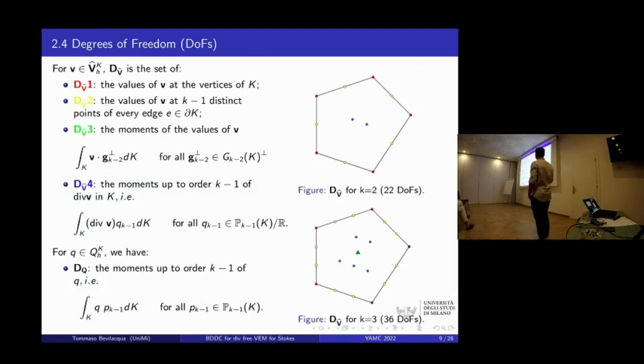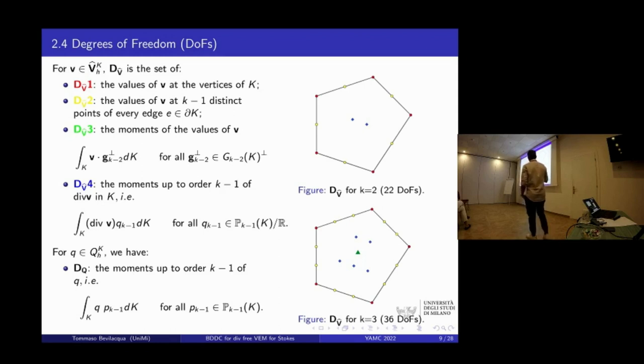To handle this type of function, you need a suitable set of degrees of freedom. For the velocity, you have 4 sets: the evaluation at the vertices of each polygon, the evaluation at k minus 1 distinct points of each edge, typically chosen as the Gauss-Lobatto quadrature points, some moments of the velocity in this space, and some moments up to degree k minus 1 of the divergence. While for the pressure, we just take the moments up to degree k minus 1 of the pressure.